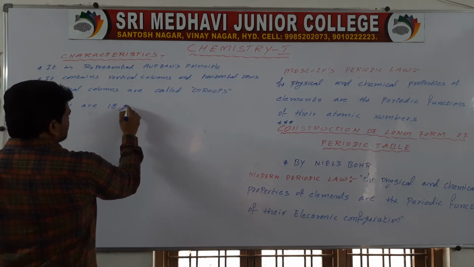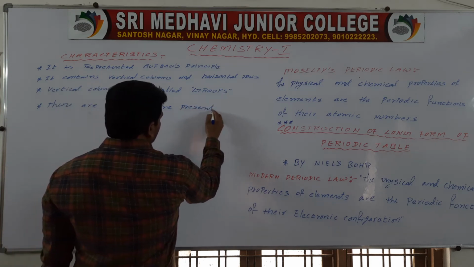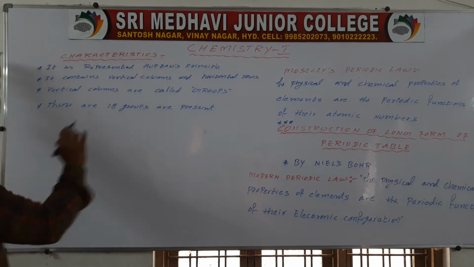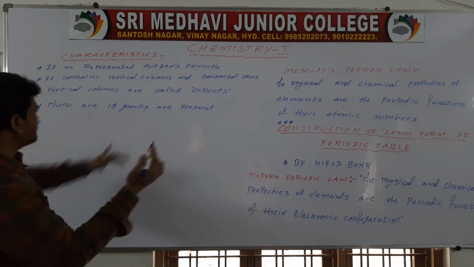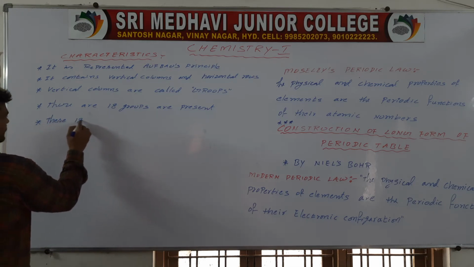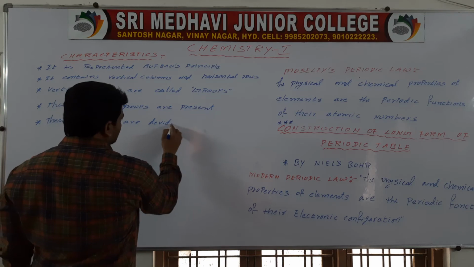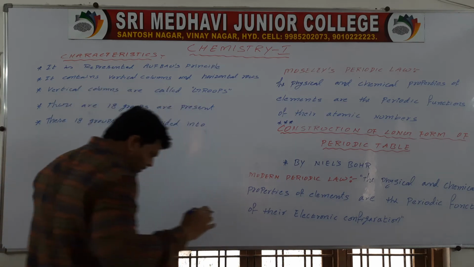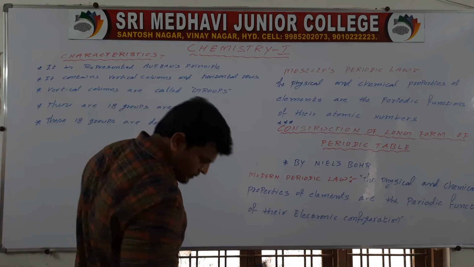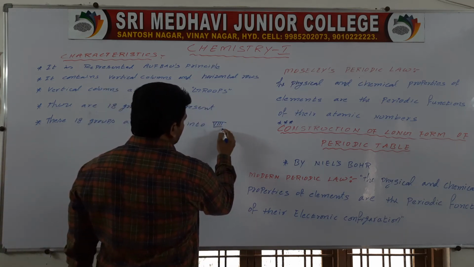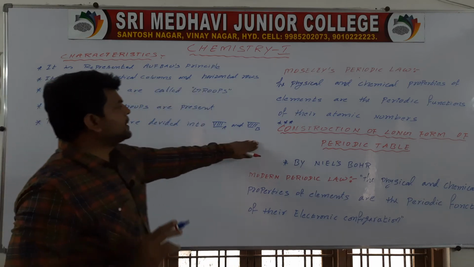So, these 18 groups are divided into 8 A groups and 8 B groups. 8 A groups, 8 B groups.